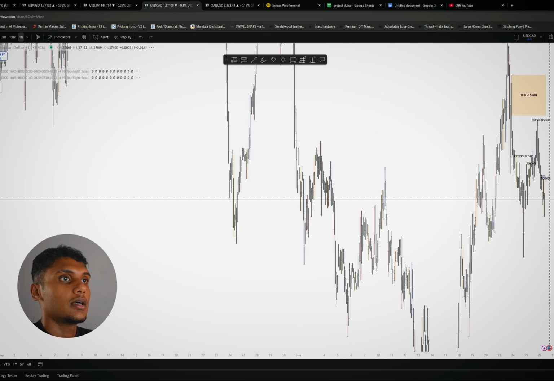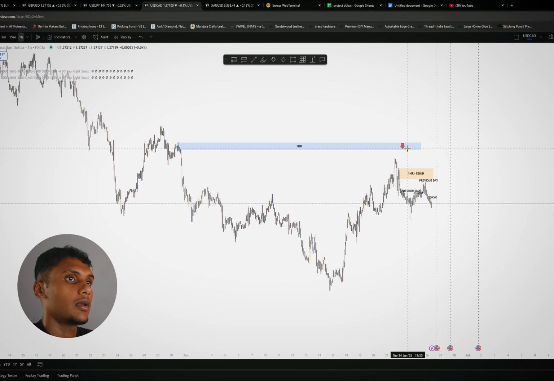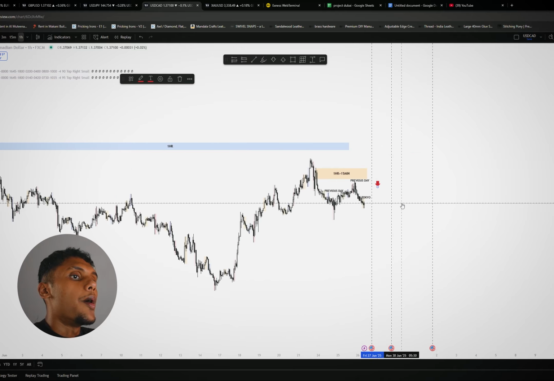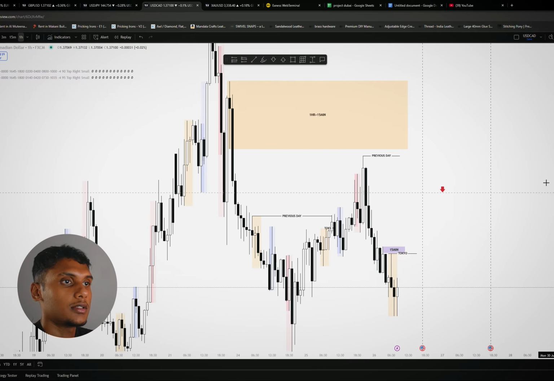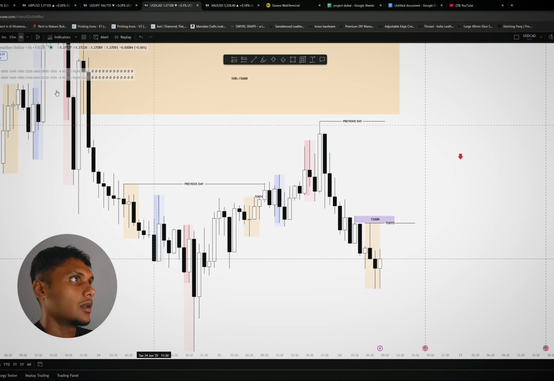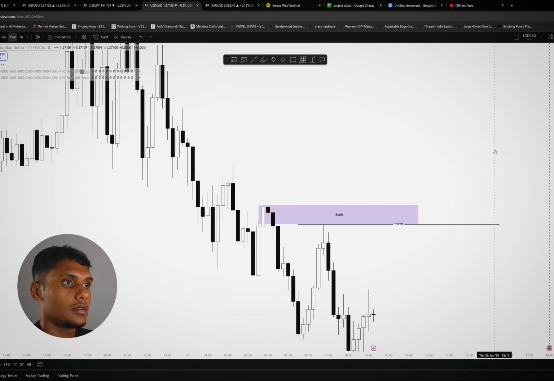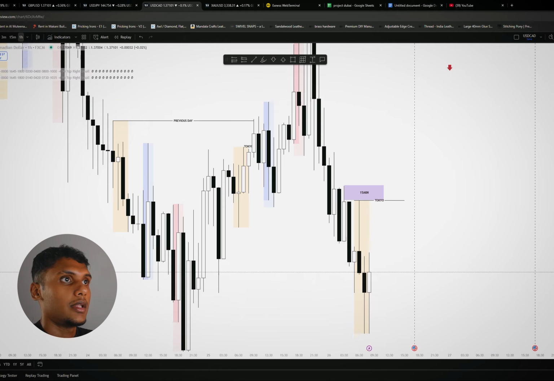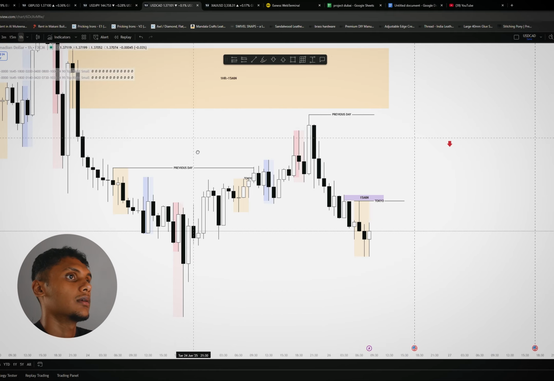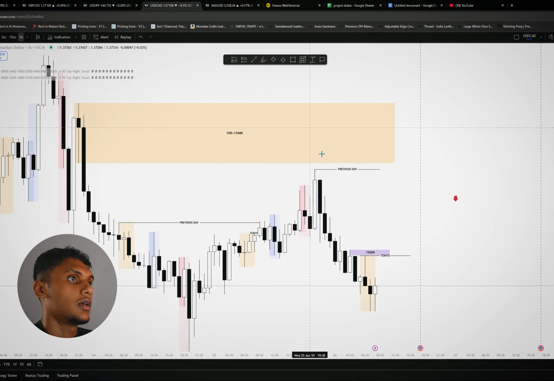USD CAD, if we zoom out, it's still showing bearish signs. Okay, so we have marked a 15 minutes order block here. This is the order block here, and it's right above the Tokyo high, and then we have previous day's high and an order block over here.